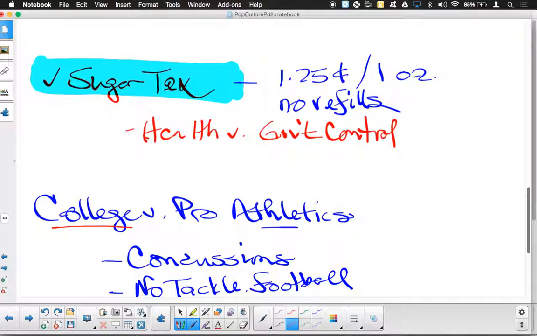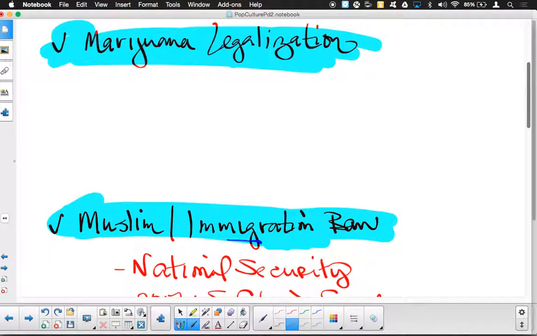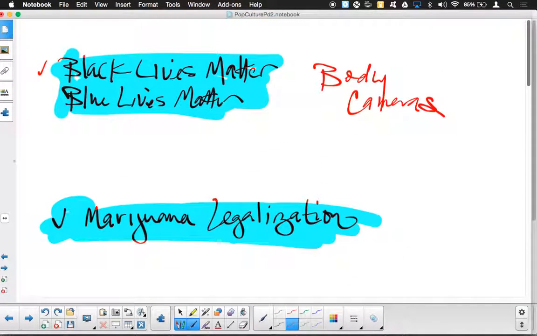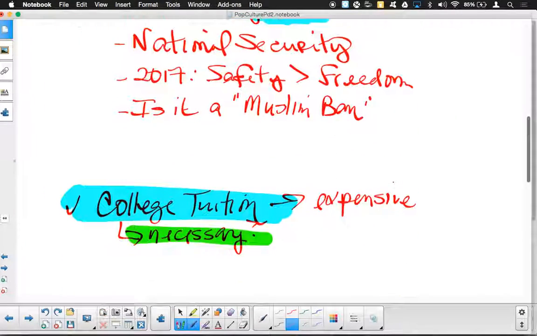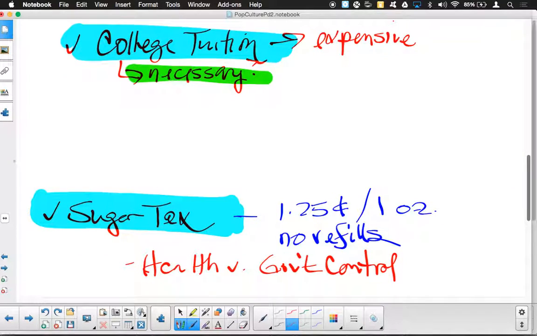We got college pro athletics, college tuition. Just with these ones that we have, marijuana legalization, I brought up body cameras yesterday. What would be some encompassing ideas that would go with them? For college tuition, we could argue whether or not it's reasonable for the government to pay for public colleges.